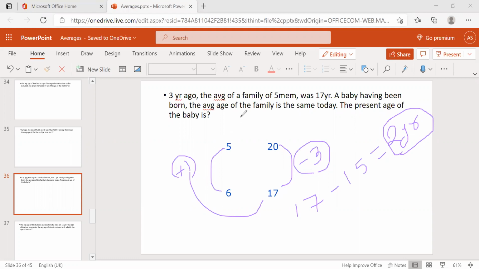Is it clear? So first of all, you have to take the 17 years is the 3 years back, but we are finding out this year, present year, the average increased by 20 and new baby join, the average decreased by 17 actually. Okay, this 17. So then the baby's age is 2 years. Is it clear?